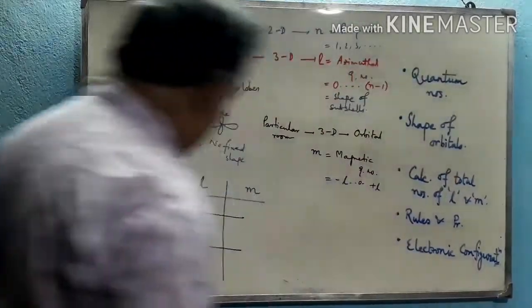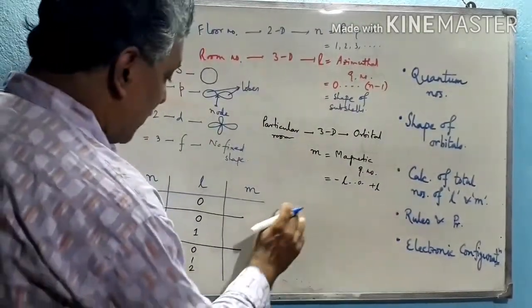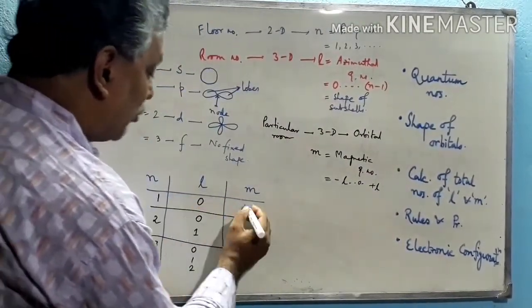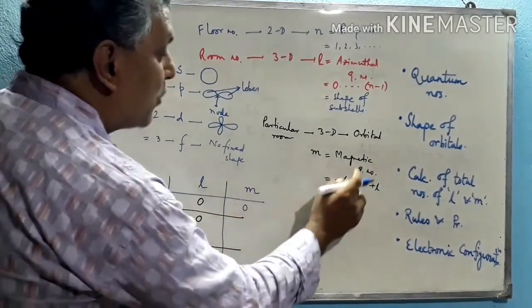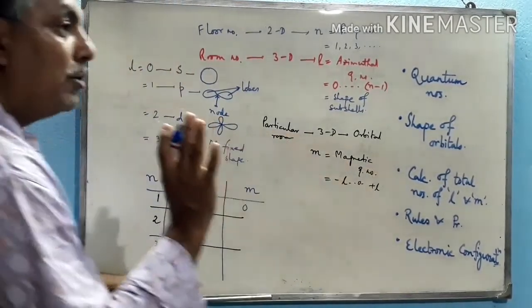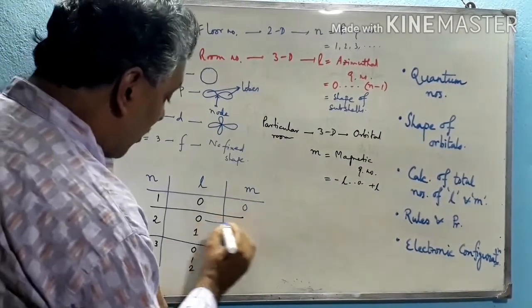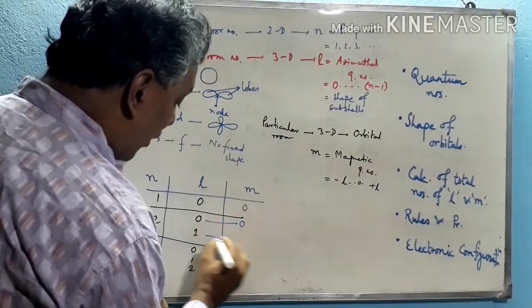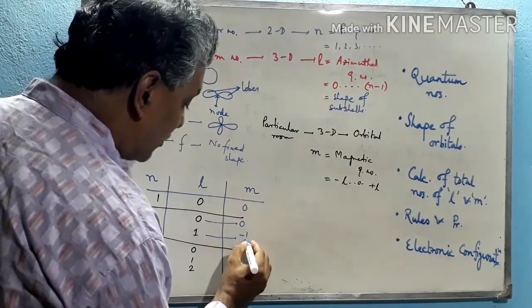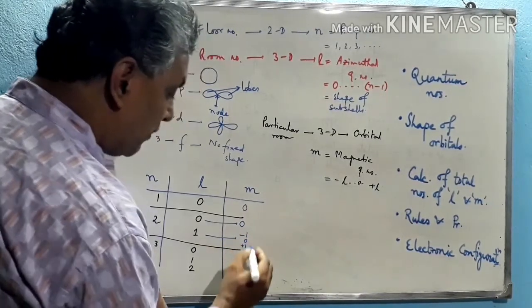Now these values can be summarized in this. In case of L equal to 0, m will be 0, because from minus 0 to plus 0 there is only one value. But for 1 there are three values, minus 1, 0 and plus 1.